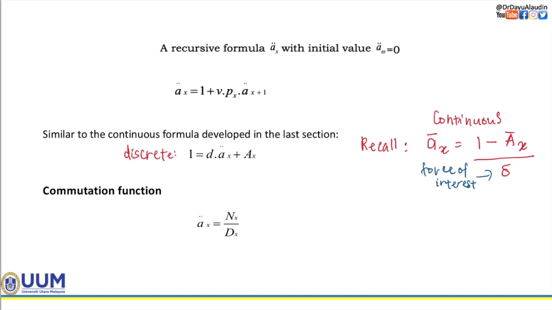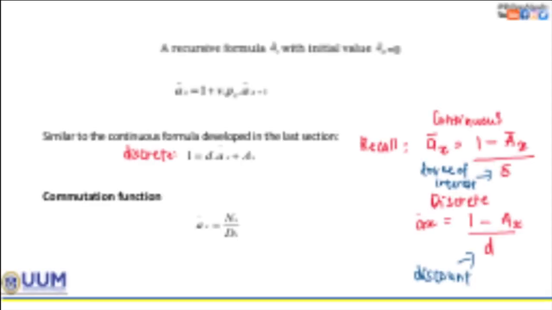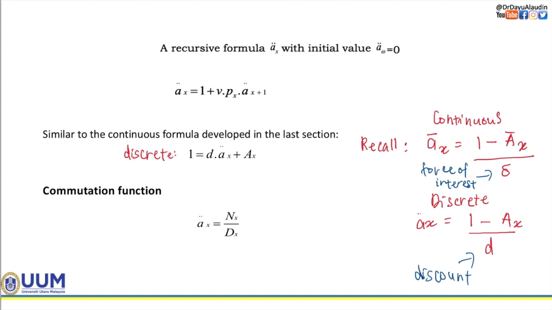As a recall, annuity also can be derived from the insurance. As in the continuous case, a-bar x is equal to 1 minus insurance over delta, where delta is the force of interest. So for the discrete case, instead of delta, we use d for discount. Then we get this formula from here.